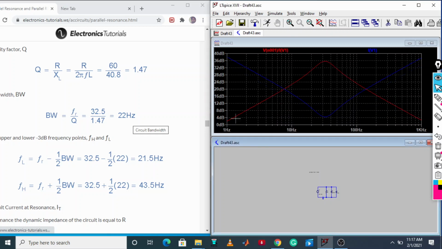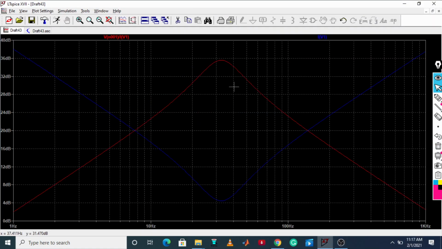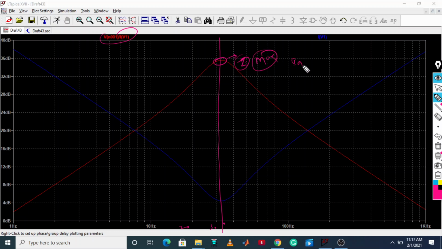Now see, this is your I(V1). Now if I enlarge this one, let us study this graph. Around 32.5 hertz we are getting this point, and at this point the red one is giving our impedance, meaning Z is maximum. We know that in parallel connection at resonance Z is maximum and current across the source is minimum. This is what we have learned.